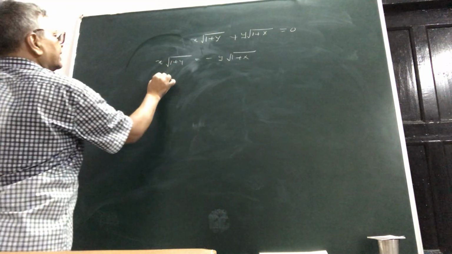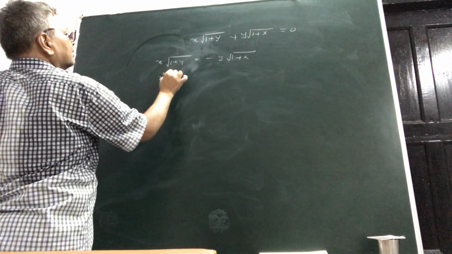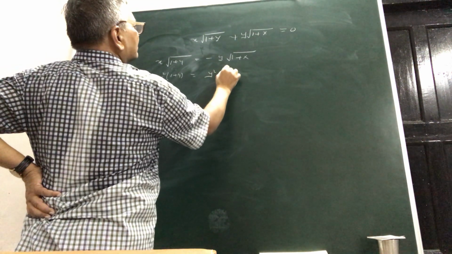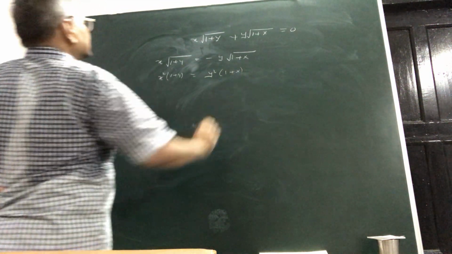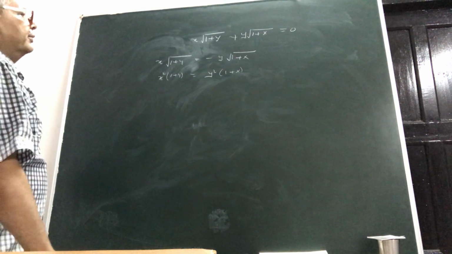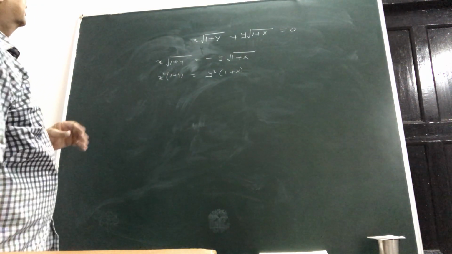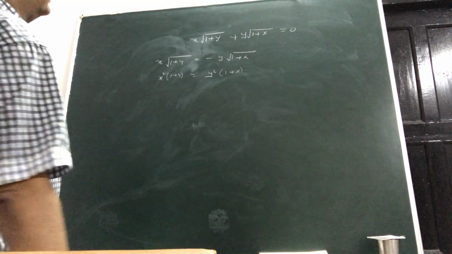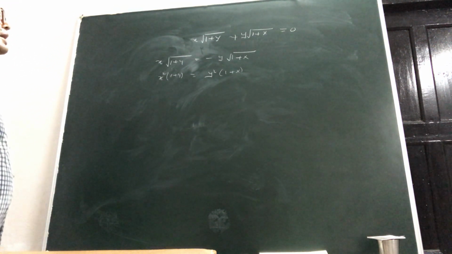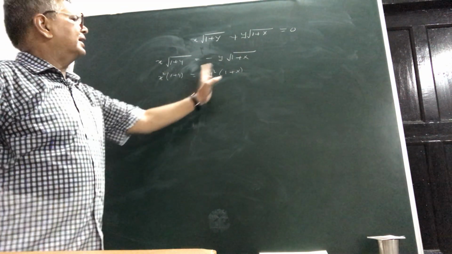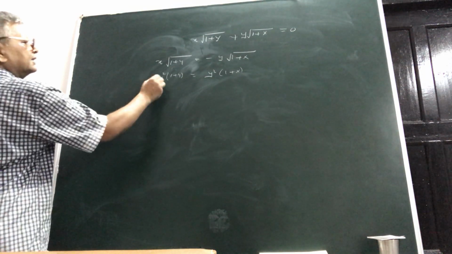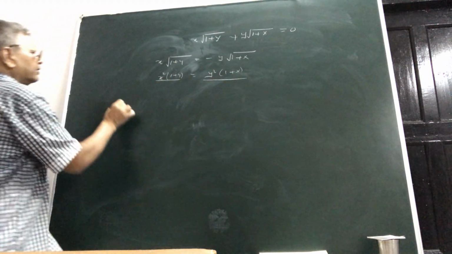Now squaring both sides, x square into 1 plus y is equal to y square into 1 plus x. Okay. Now see what we can do here. Let us try to segregate this thing. Well, one thing we can do is differentiate now, assuming that y is a function of x. So this is the product of two functions, and this is again a product of two functions.